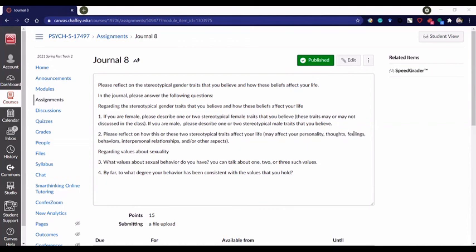The next two questions are about sexuality, specifically about values of sexuality. Question 3 is, what values about sexual behavior do you have? You can talk about one, two, or three such values. The next question is, so far, to what degree has your behavior been consistent with the values that you hold? So the third question is about the values that you have about sexual behavior. You can talk about one, two, or three. And the fourth question is about your behavior, whether your behavior is consistent with the values that you hold. You can talk about this in this journal assignment.